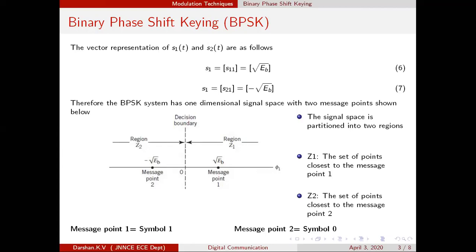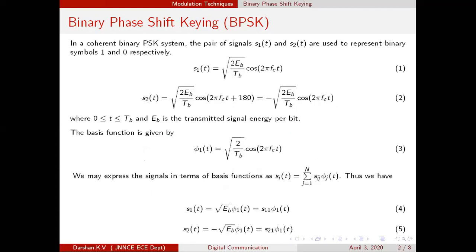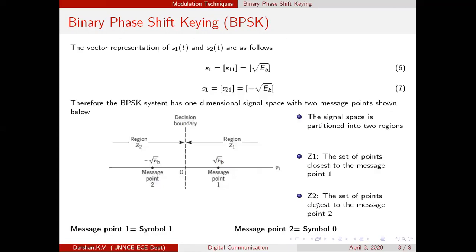S11 value, what is the value? It is a positive value. S21 is a negative value. How have I written it? Just observe. S11 means root EB, S21 means minus root EB. This is how I have written the expressions for S1 and S2. Remember, this is S2. It is a typographic mistake.